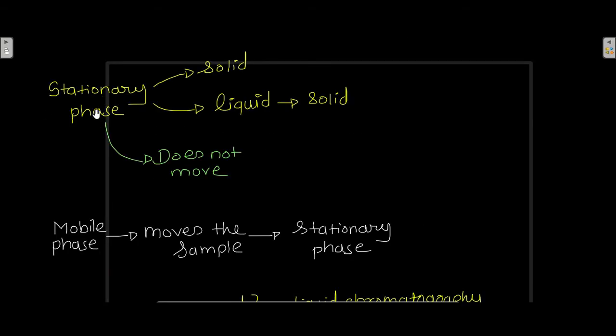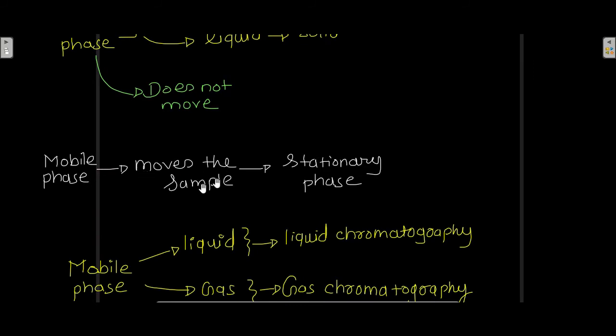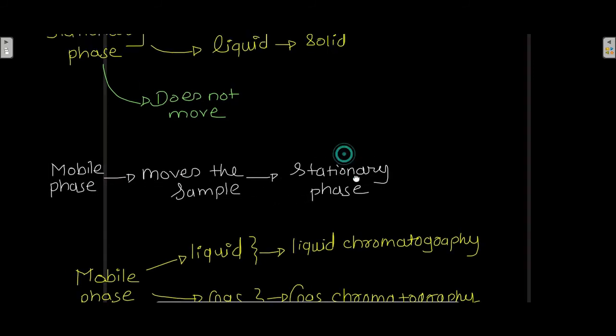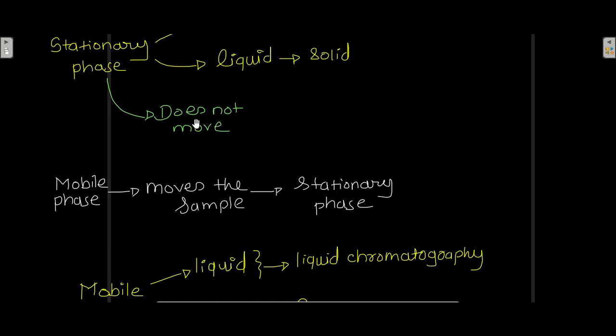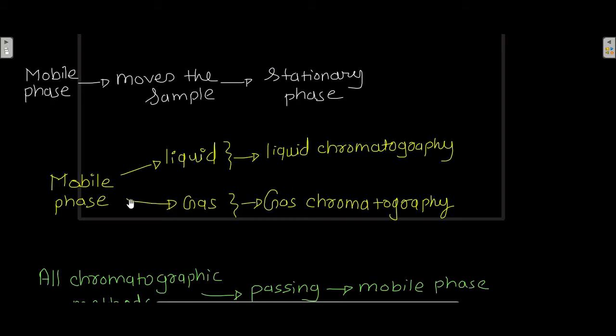The stationary phase can be a solid or a liquid supported on solid, and the stationary phase does not move. The mobile phase moves the sample, the analyte, through the stationary phase. This mobile phase can be a liquid or a gas. If the mobile phase is liquid, it is known as liquid chromatography, and if the mobile phase is gas, it is known as gas chromatography.